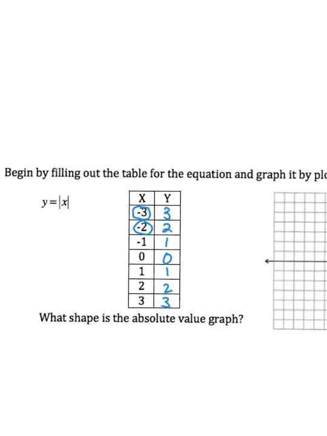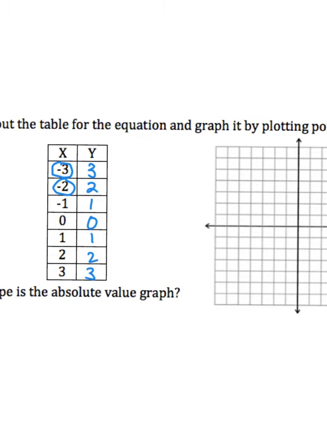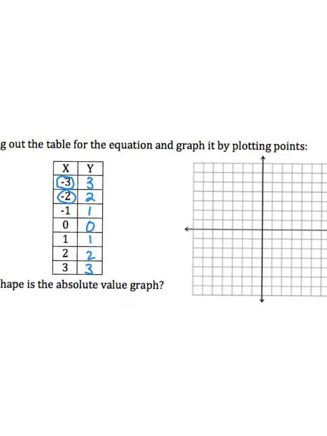So if we graph this on our graph, we've got, let's get ourselves enough room, there we go. We've got negative 3, 3, negative 2, 2, negative 1, 1, 0, 0, 1, 1, 2, 2, 3, 3. And these lines will keep going on forever because you'll end up with 4, 4, 5, 5, 6, 6, 7, 7, and so on. So this is just the normal absolute value graph.